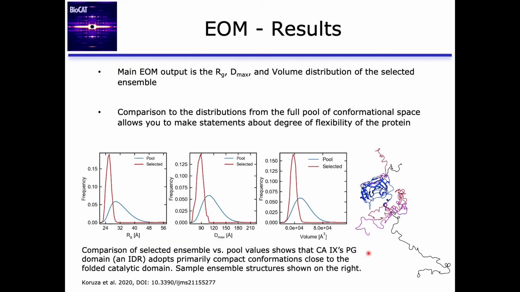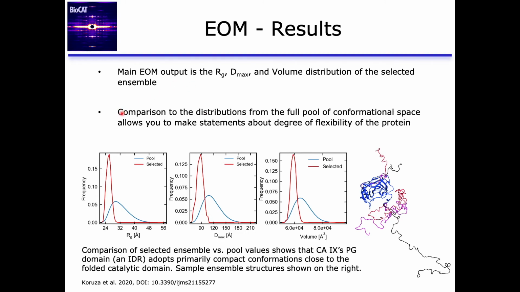Now I want to talk about what the results look like. So the main EOM output is the radius of gyration, maximum dimension, and volume distribution of the selected ensemble. So instead of talking about individual profiles, what we do is we talk about kind of what does the range of shapes look like. And so what we do is we take all those shapes that we found in the genetic algorithm step, all the different conformations. For each one, we calculate the radius of gyration, the maximum dimension, the volume, and the C-alpha average distance.